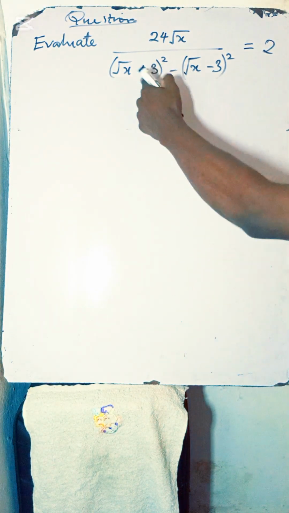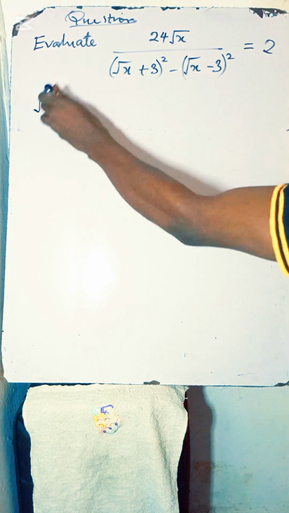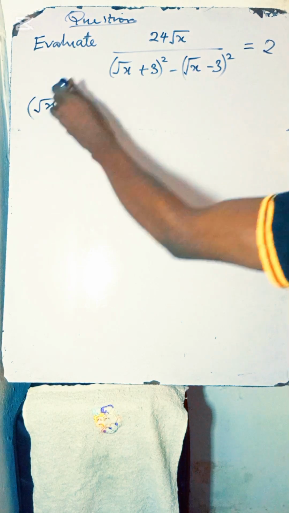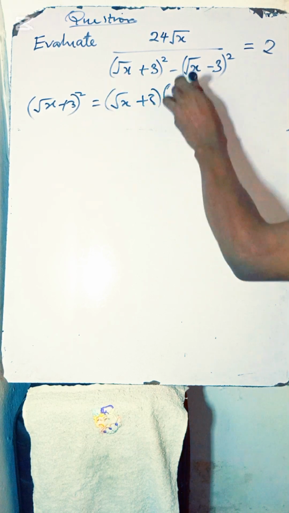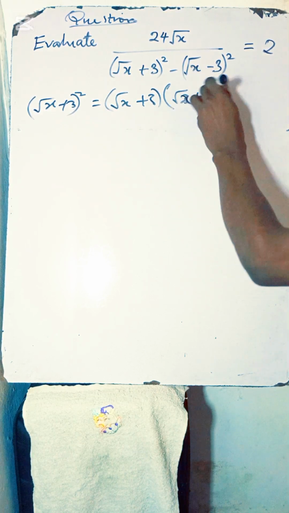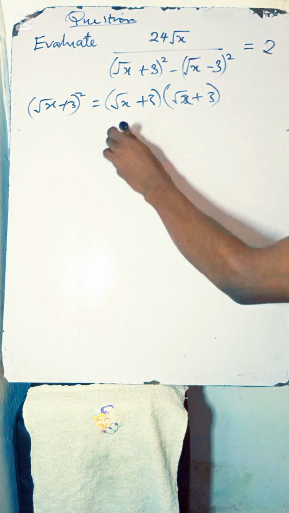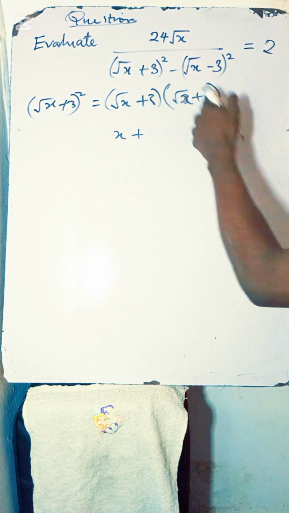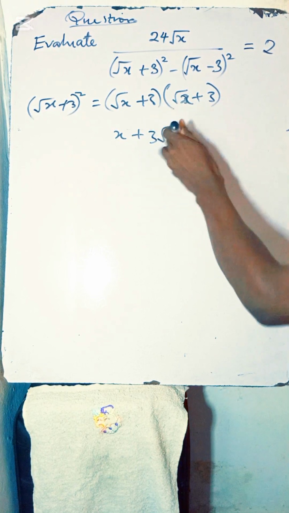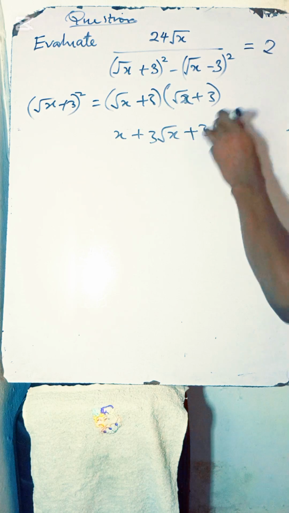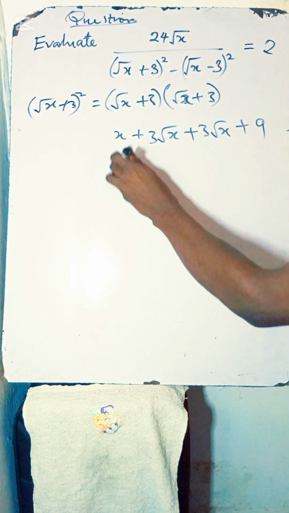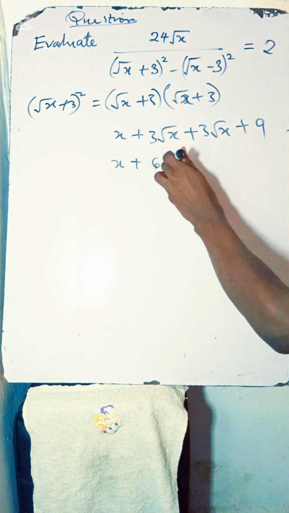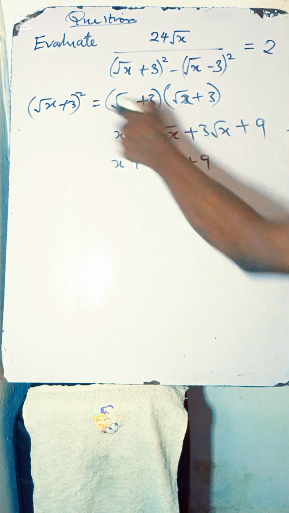So that is it, to expand this. To expand this, we have root x plus 3, root x plus 3. So this is x, and this is 3 root x, together with this plus 3 root x and 9. Having this together, this will be x plus 6 root x plus 9. That is it for the first one.